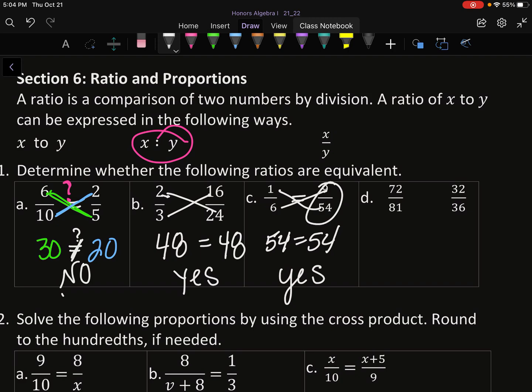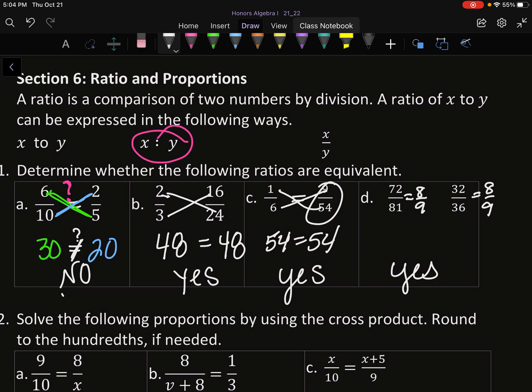So yes, again. And then finally, this one, you could just reduce both of them. I believe it'd be 8/9, right? This is equal to 8/9, and this is equal to 8/9. So you see, both ways you can do it. It doesn't matter which way, as long as you can identify that the ratios are equivalent.